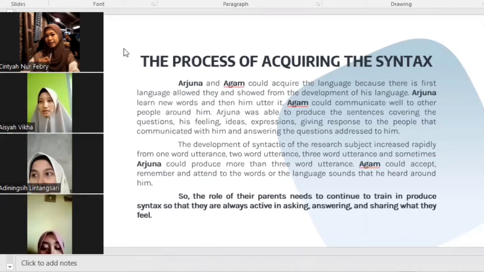So the role of their parents needs to continue to train them in producing syntax so that they are always active in asking, answering, and sharing what they feel. Next.